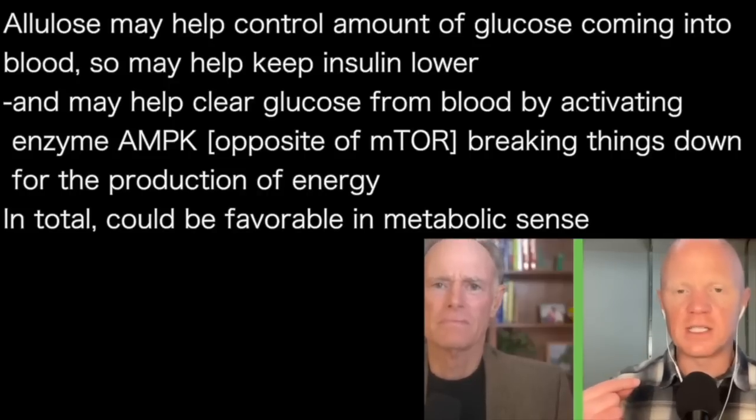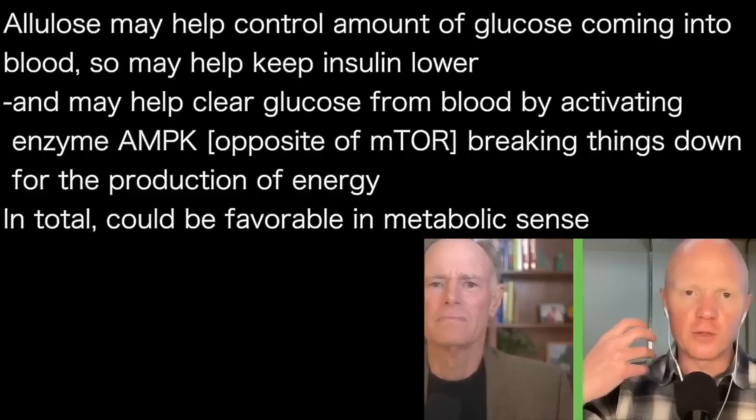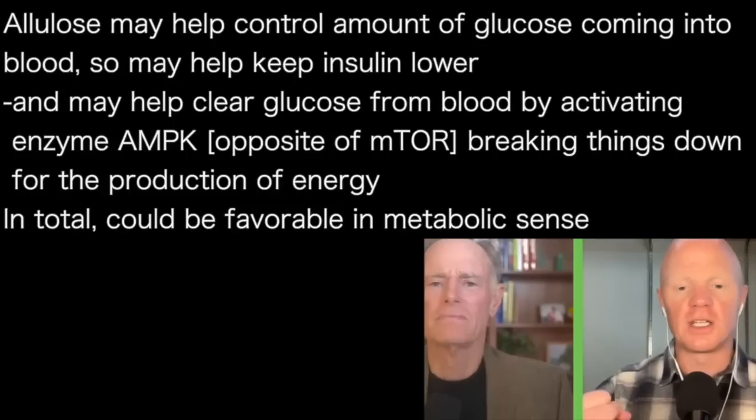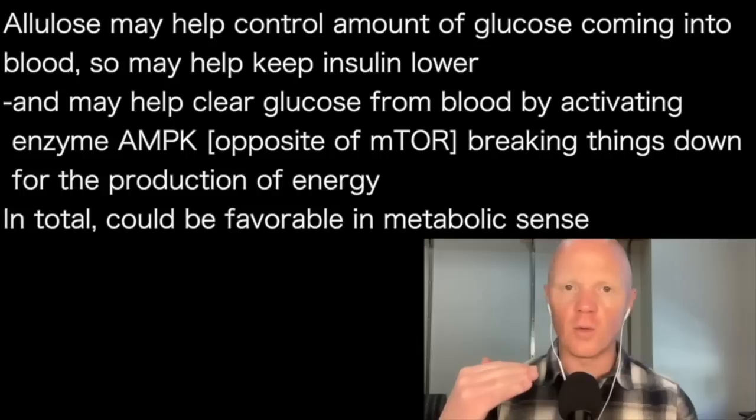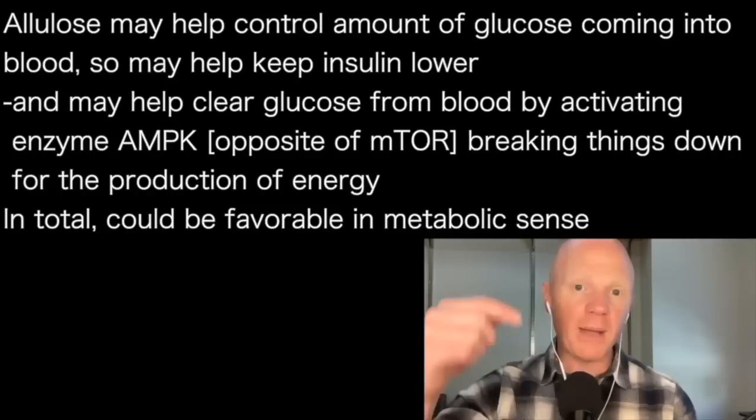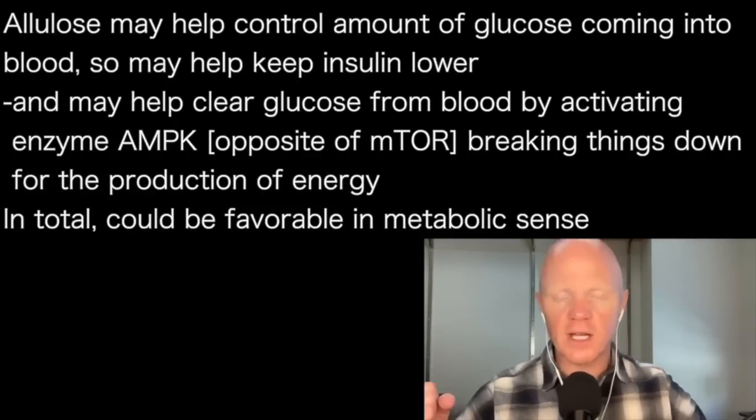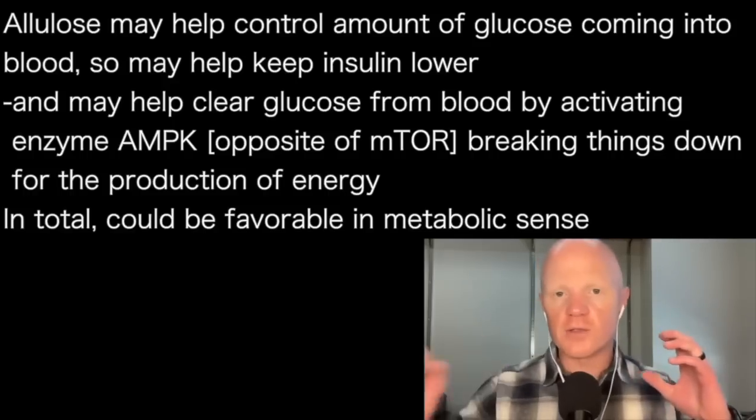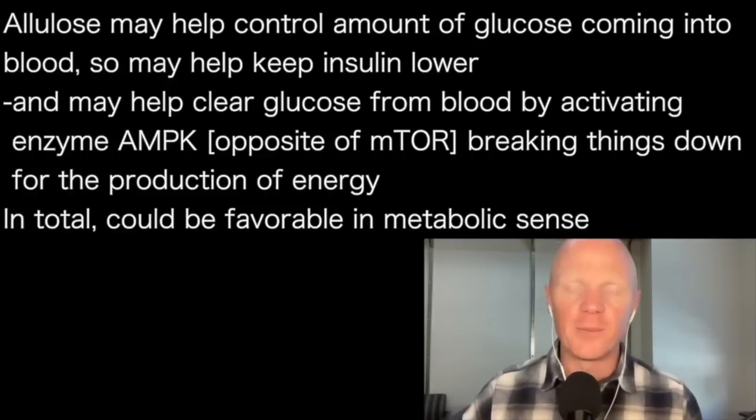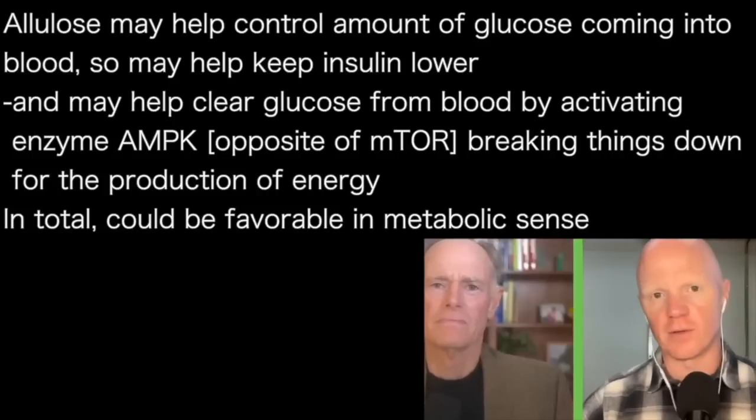So these two phenomena, the delayed gastric emptying and the reduced glucagon, I believe, are mechanisms that help control blood sugar because it's controlling the amount of glucose coming into the blood, which is helping insulin be a little lower. But also, there's substantial evidence to suggest that allulose helps on the backside as well, which is the glucose clearance, or removing the glucose from the blood. So not only controlling the amount coming in, but also the amount going out, namely increasing it by activating an enzyme called AMPK. And everyone by now has heard of mTOR, and that's a topic for another time.